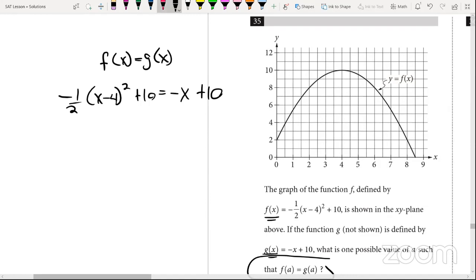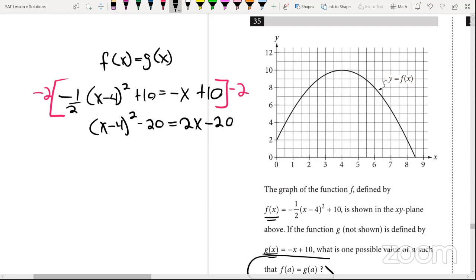Now we can multiply both sides by -2. And we get x minus 4 squared, because it'll cancel against the -1/2, minus 20 equals 2x minus 20. So maybe we could have done this before, but with the 10s, you have 10 on both sides, they could just cancel. But we can do the same thing here. We have 20s, and they just cancel. So x minus 4 squared now equals 2x.